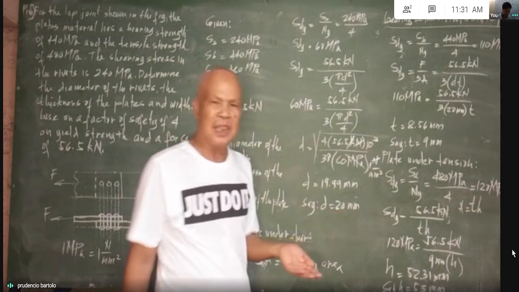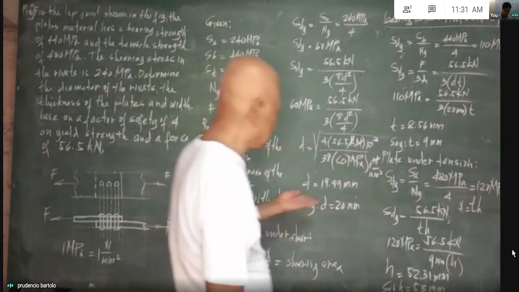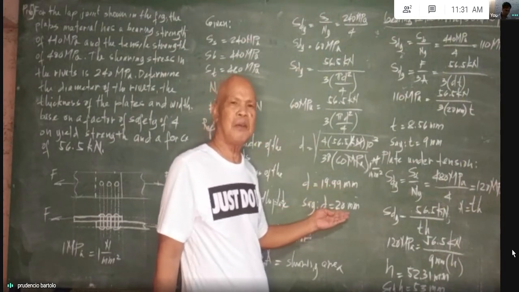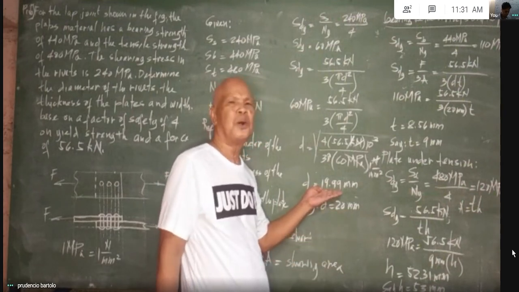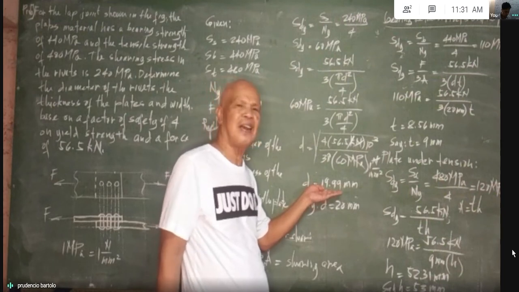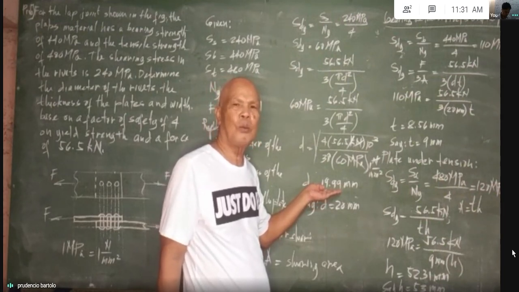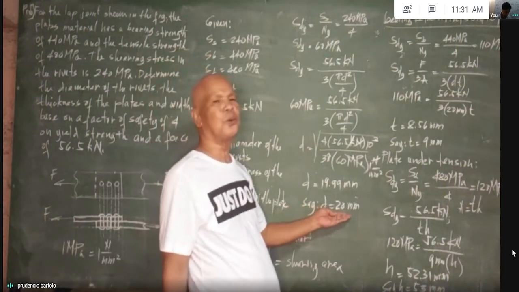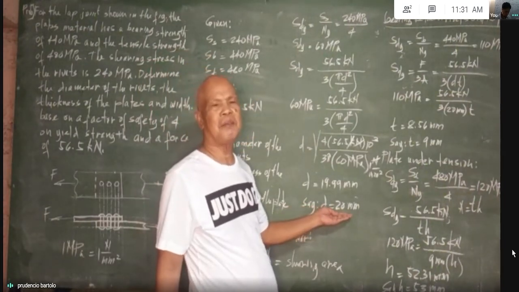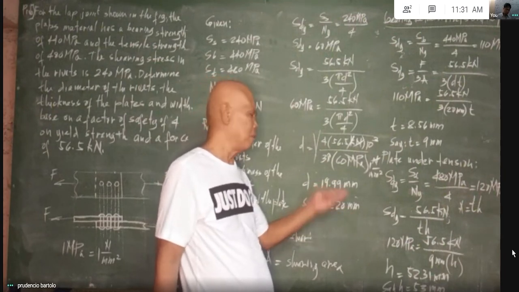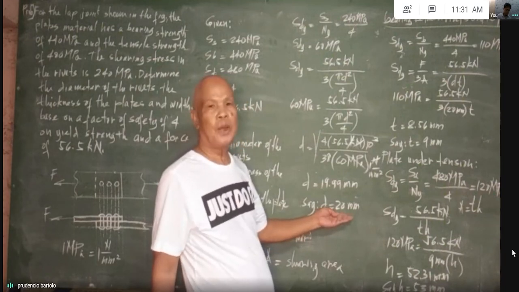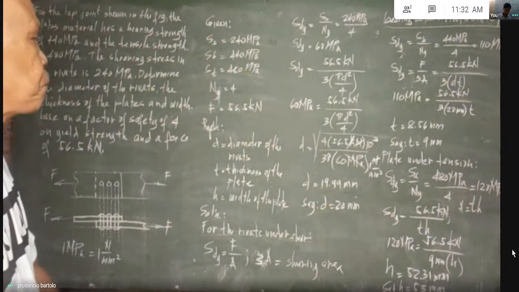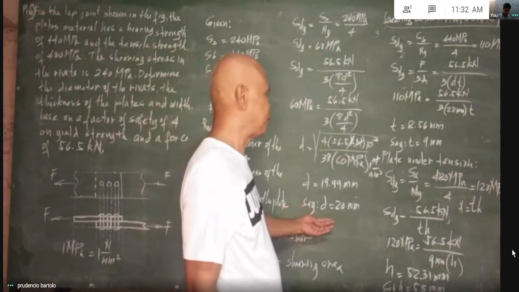Now, in practice, we have to consider that 19.99 goes to 20 millimeter. We cannot take a value less than 19.99 millimeter here, because that will be over stress. But if we round it up, say 20 millimeter, that is safer, a matter of 0.01 millimeter. So we can round it up to 20 millimeter. So that is the diameter of the rivet.